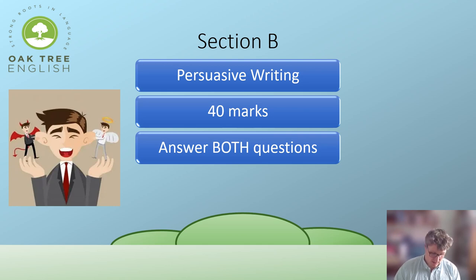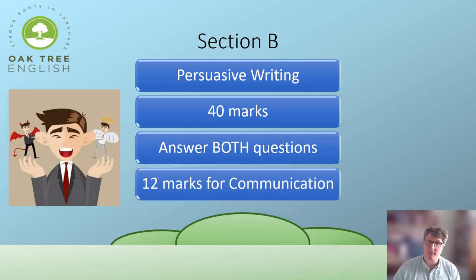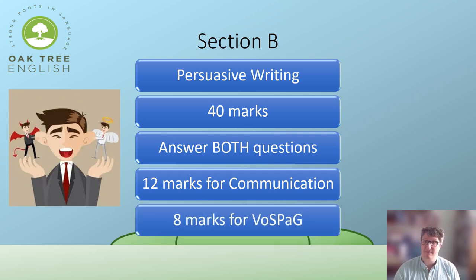They will be marked 12 marks for communication. So that's the lion's share, make sure you are communicating your point, you're making your point. But you'll also get 8 marks for Vosbag. What's Vosbag? What's he talking about? Crazy man's talking about Vosbag. He's just making words up, and I am. Vosbag is my short form of saying vocabulary, spelling, punctuation, and grammar.